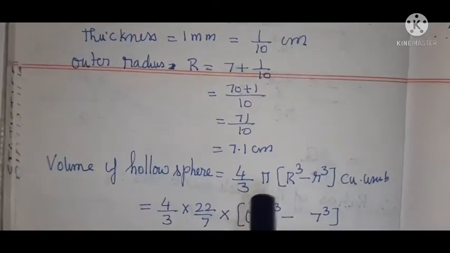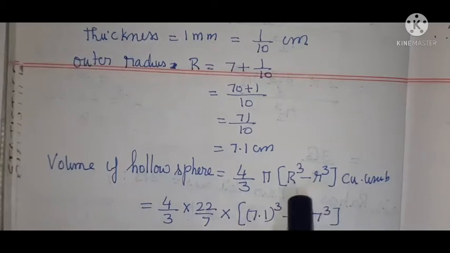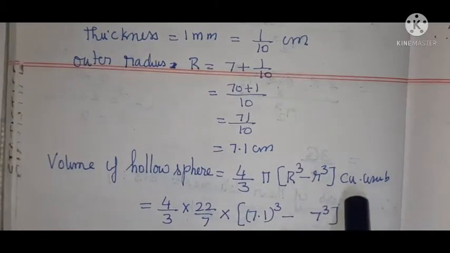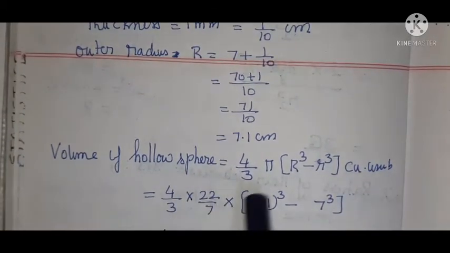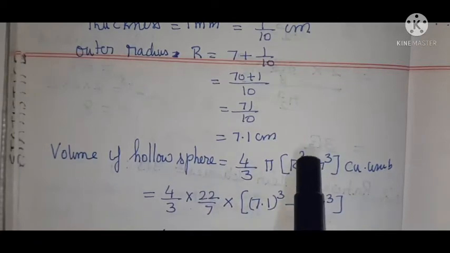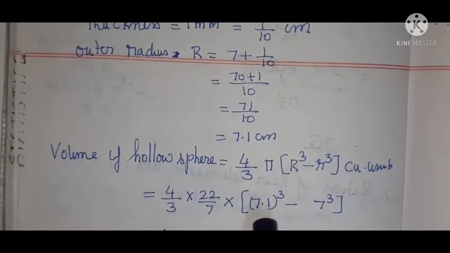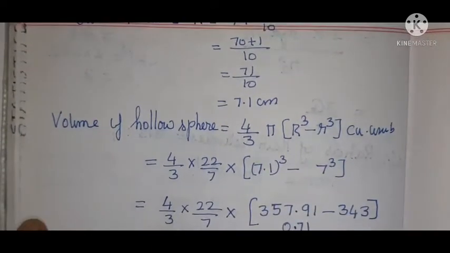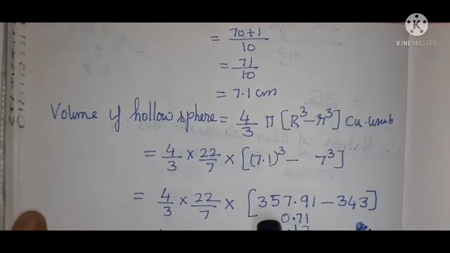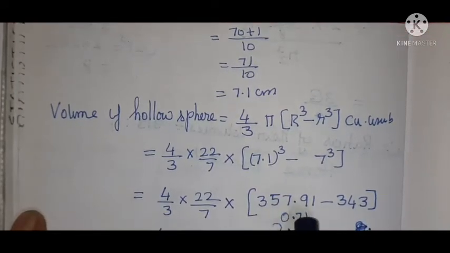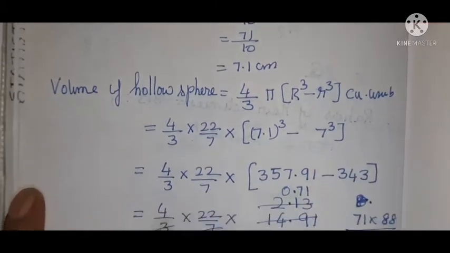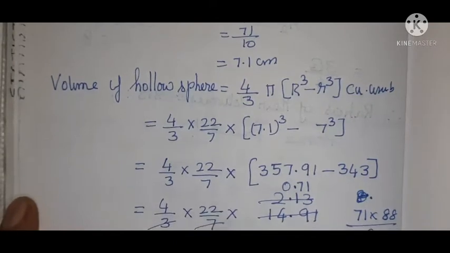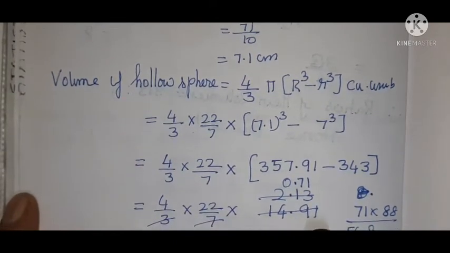Volume of the hollow sphere is 4 by 3 pi into capital R cube minus small r cube cubic units. 4 by 3 into pi, 22 by 7, into capital R is 7.1, the whole cube, minus small r is 7 cube. 7.1 cube is 357.91, minus 7 cube is 343. 4 by 3 into 22 by 7 into 14.91.